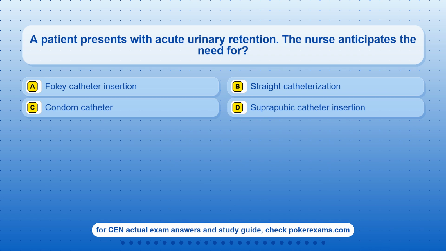Question 13. A patient presents with acute urinary retention. The nurse anticipates the need for Option A. Foley catheter insertion. Option B. Straight catheterization. Option C. Condom catheter. Option D. Suprapubic catheter insertion.